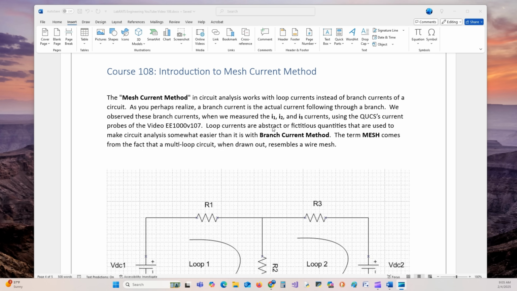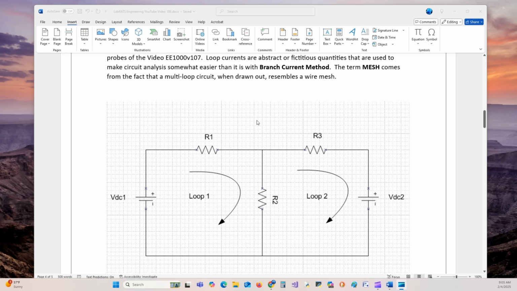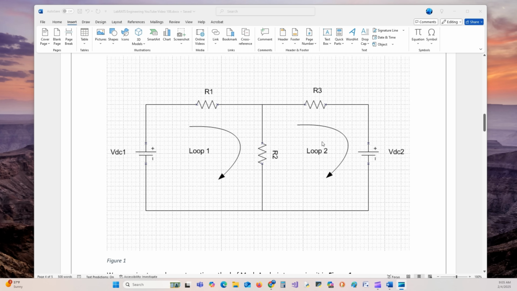Loop currents are abstract or fictitious quantities that are used to make circuit analysis somewhat easier than it is with the branch current method. The term mesh comes from the fact that the multi-loop circuit, when drawn out, resembles a wire mesh. And it's just like the circuit we were just looking at. We have R1, R2, R3, VDC1, VDC2.